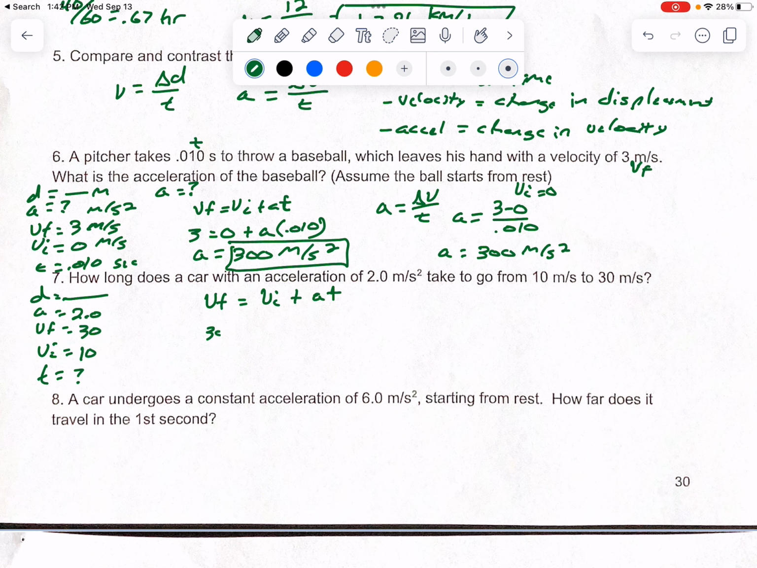So VF is 30, VI is 10, plus A, which is 2.0 times T. So algebraically what I would do is take that 10 over to the other side. That's going to make it 20 over here now since we minus 10, equals 2.0 T. So divide both sides by 2, and you get a time of 10 seconds.